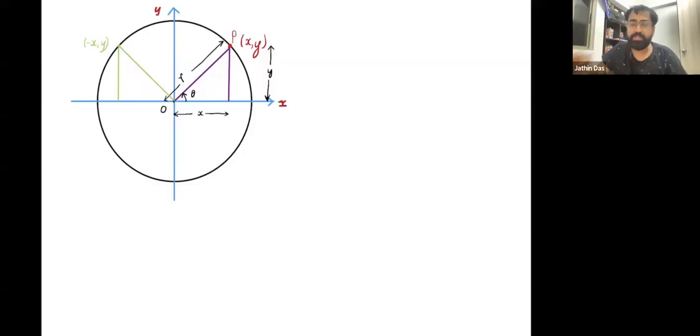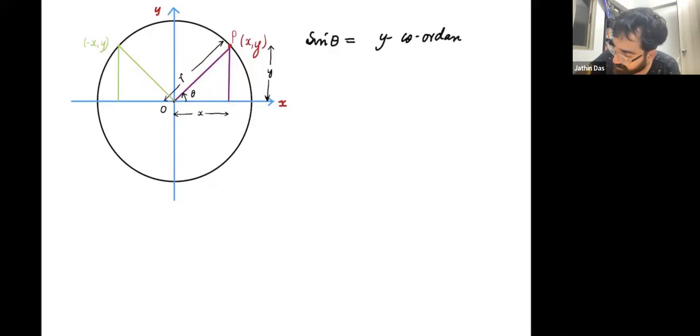Now I've taken any point on the circle. It will have a coordinate x comma y. That means this height is y and this distance from the y-axis is x. Correct? Now how sine is defined: sine theta is, for any point on the circle, this upon hypotenuse. So it's defined as the y coordinate divided by radius.